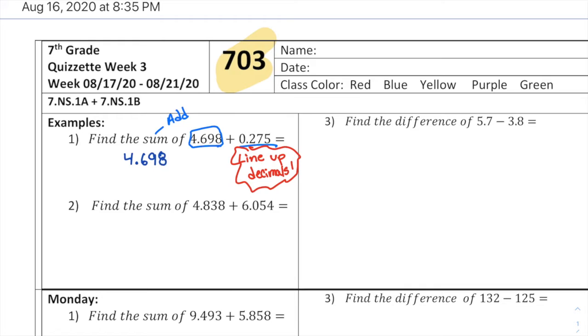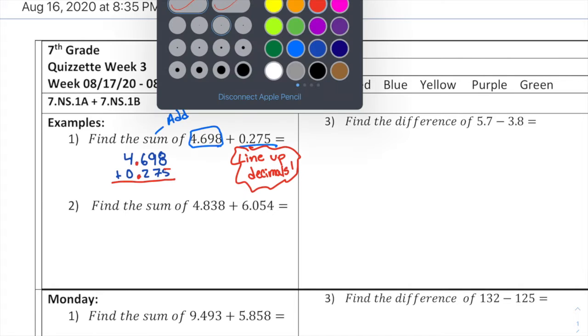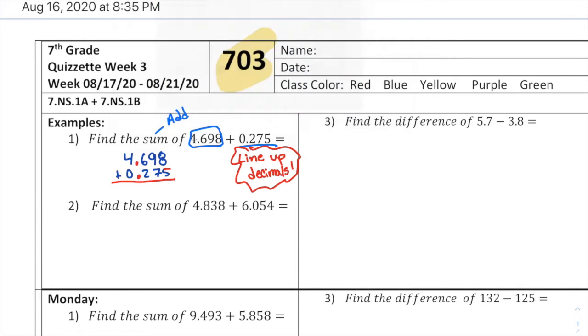4.698 is our first number. And we're adding 0.275. And again, just to point it out, our decimals are one above the other in a perfect line. Okay, let's add. We have 8 plus 5. That's 13. I put the 3 down and I carry the 1 to the top.